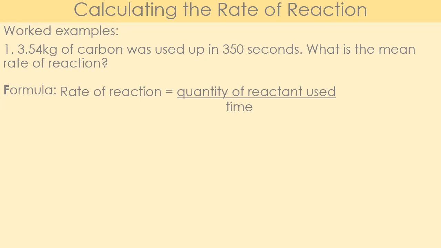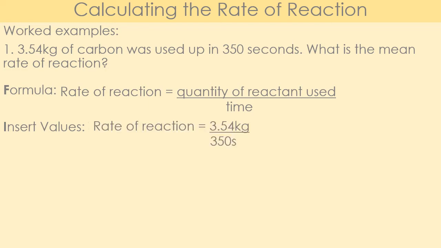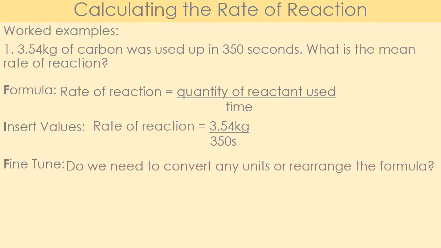I'm now going to insert my values. I'm doing this directly from the question. So my rate of reaction equals 3.54 kilograms, that's how much of my reactant was used, my carbon, divided by 350 seconds. I now need to fine tune it. So do I need to convert any units or rearrange the formula? Let's have a quick look, shall we? So I've got 3.54 kilograms divided by 350 seconds.